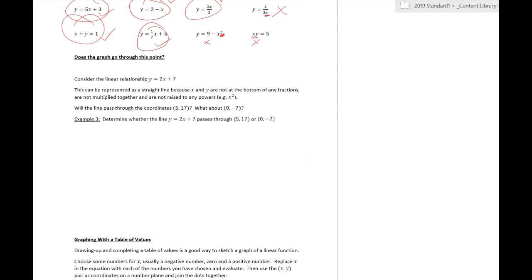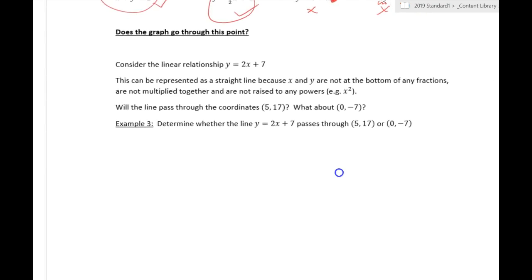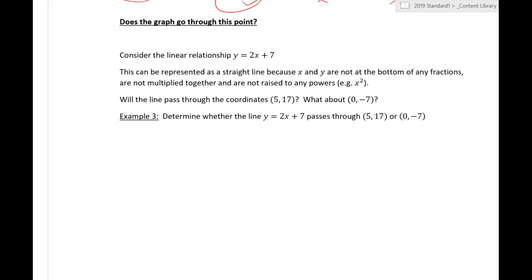There are a few steps to this, so watch closely. We're going to test to see how this happens. We've got a line here, y equals 2x plus 7, and that's linear because neither the x nor y have any powers. They're not multiplied together or divided, and neither x nor y are in the denominator of a fraction. So this is linear, and I want to know, does it go through the point (5, 17)? And does it go through the point (0, -7)?